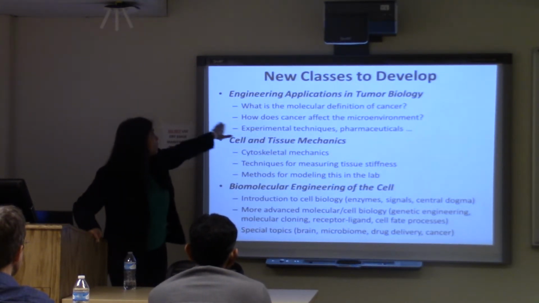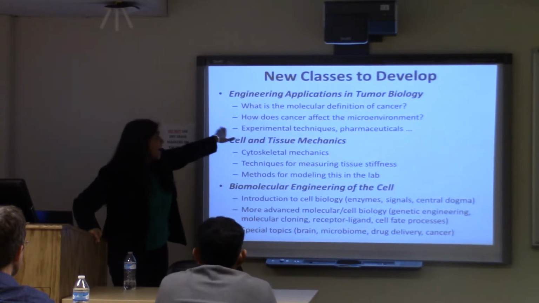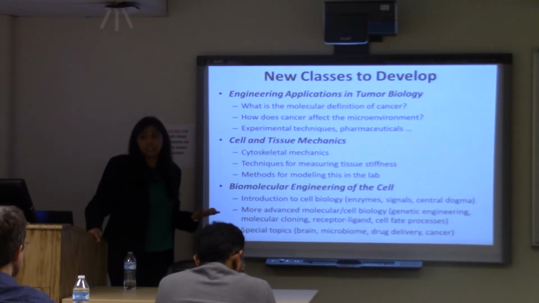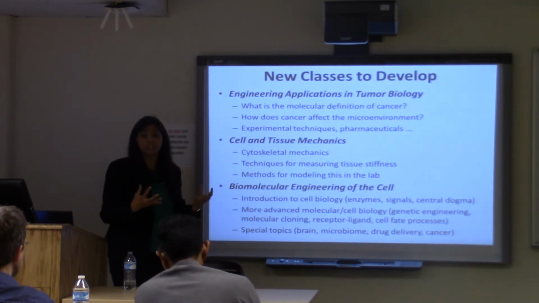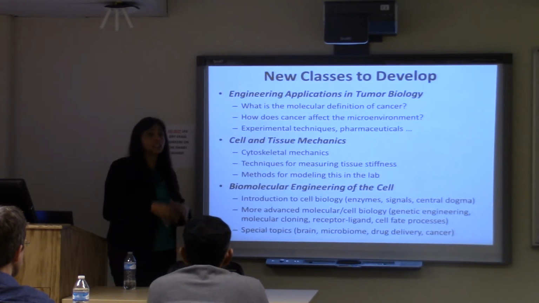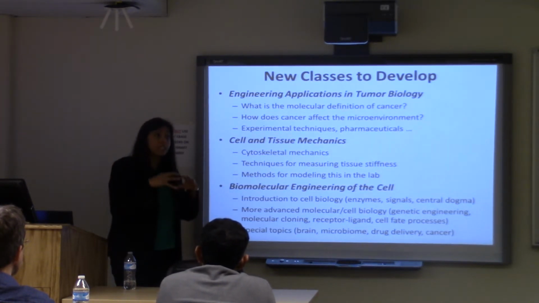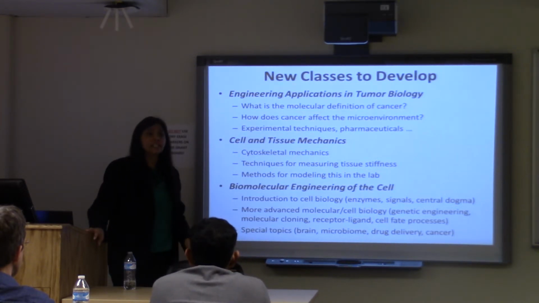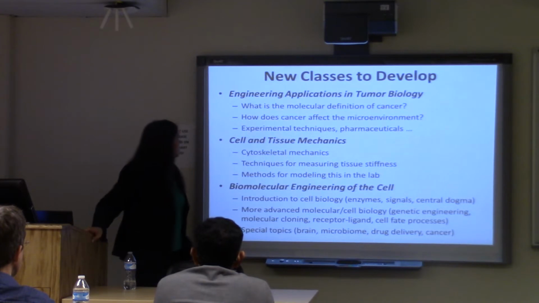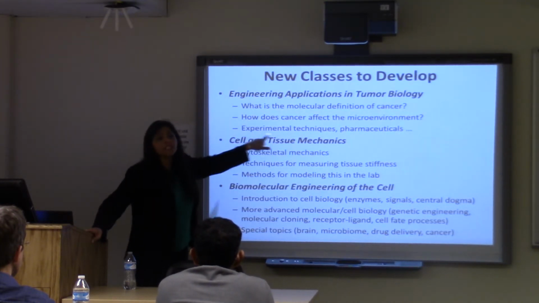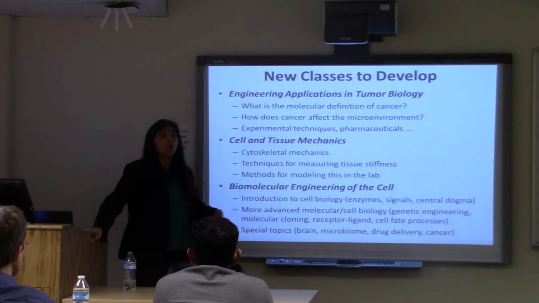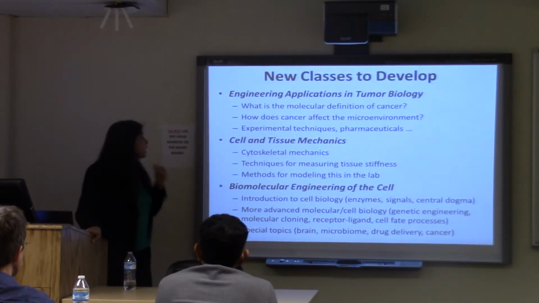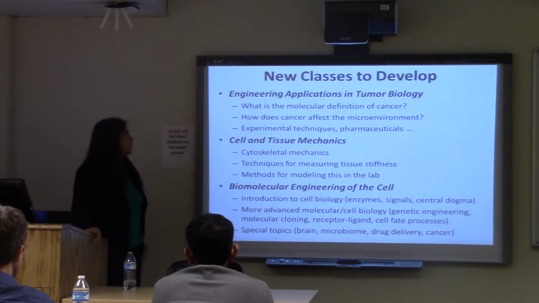And so I think it needs to start with the molecular definition of cancer, and then how cancer affects the microenvironment. Oftentimes when people that don't know a lot about cancer think about cancer, they think of it as this group of cancer cells, but it's not just a group of cancer cells. It's a group of cancer cells that has recruited these host-derived cells that form the stroma, and without the stroma, the tumor is just going to sit there dormant. And so this stromal recruitment is absolutely essential. And then experimental techniques that are used to detect cancer or to measure mechanical changes in tumor cells. All of these things could be incorporated in this class.